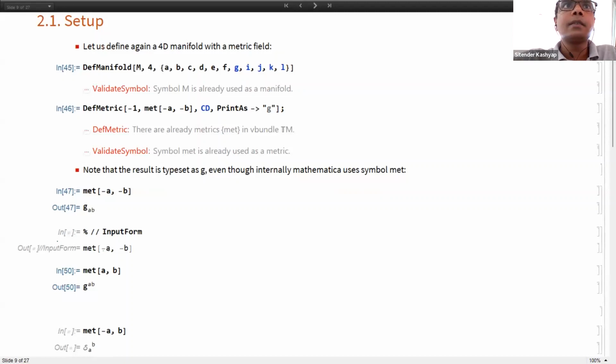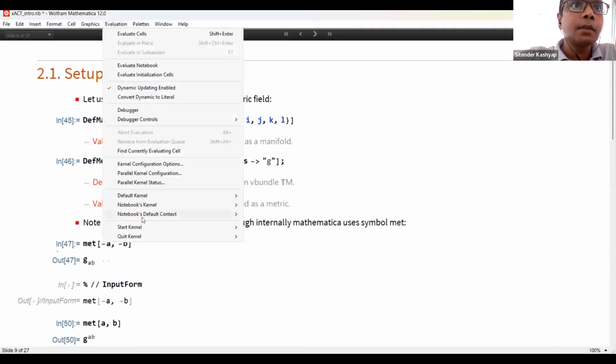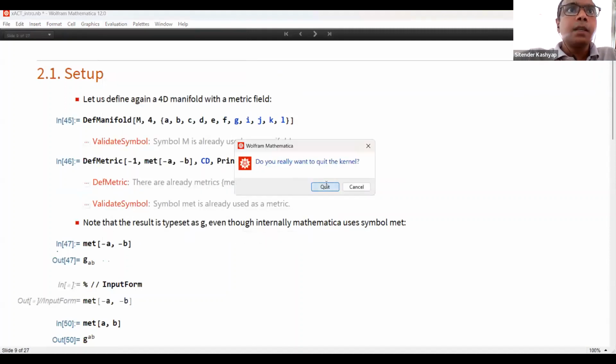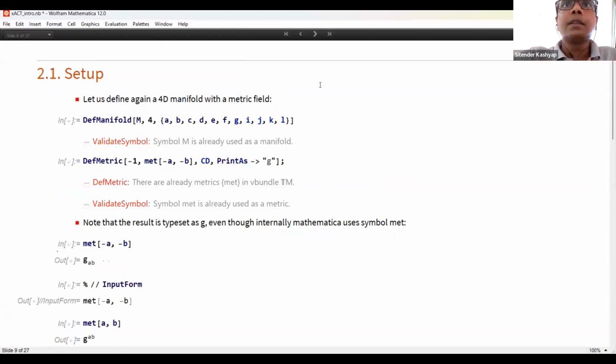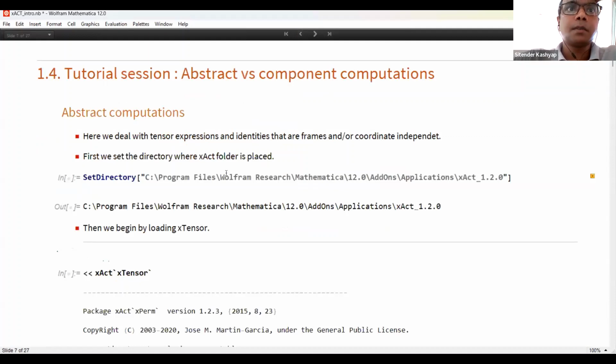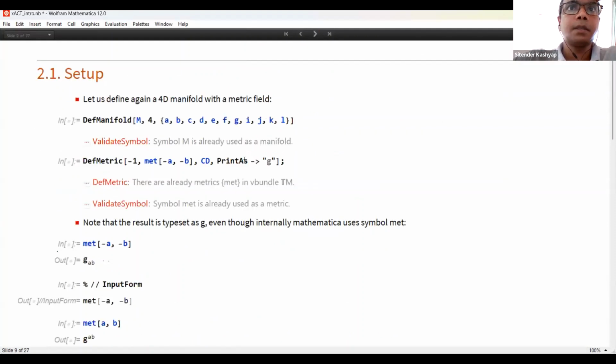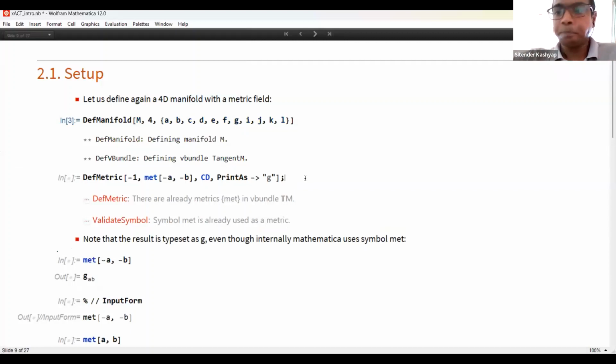Let me redo this with the kernel. Sorry, excuse me, just give me some minutes. Okay. No, I think it should be fine. Yeah, so now things are fine.